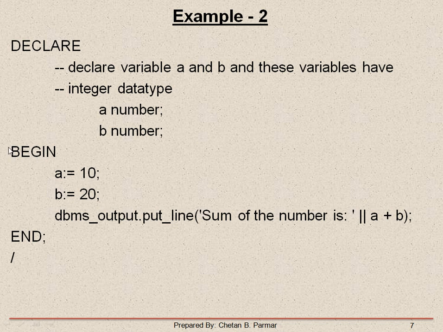Okay. Now my begin section. As you know, the begin section is the actual logic. Here I am assigning values to the variables. So 10 will be assigned to a and 20 will be assigned to b. And I am printing the sum of the numbers, a plus b, which is 10 plus 20, and then the end section and execution. If I execute this program, it gives the message output 30, 10 plus 20, 30. Okay, understand? I hope you understand both example 1 and example 2.